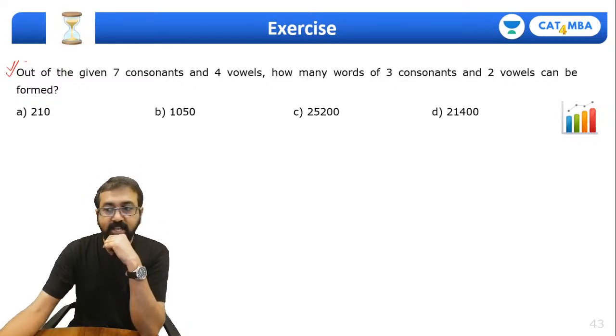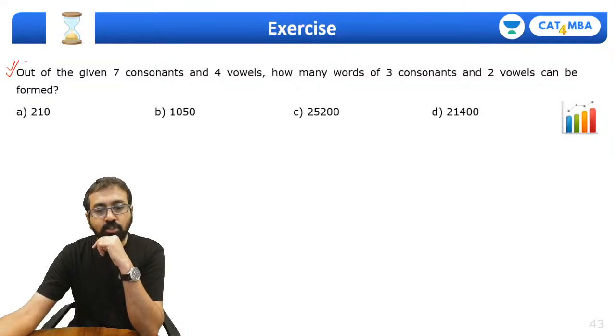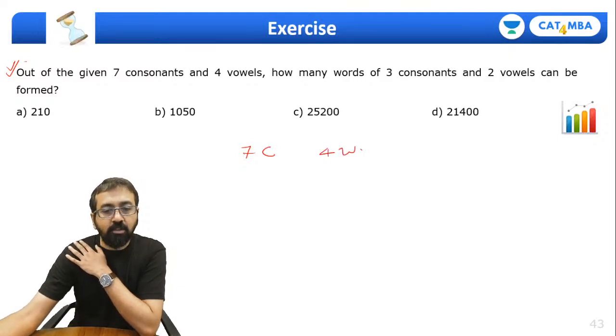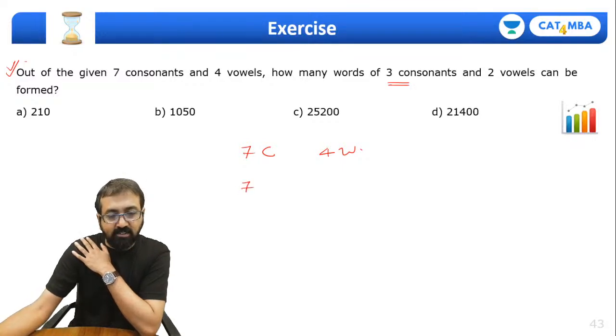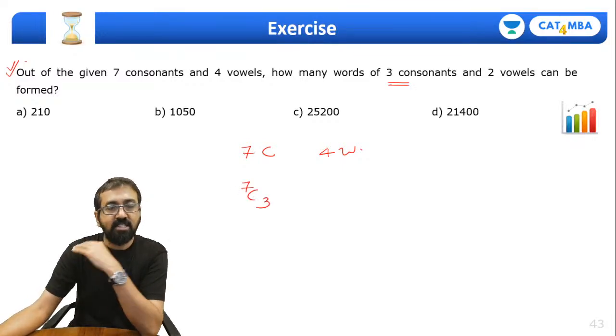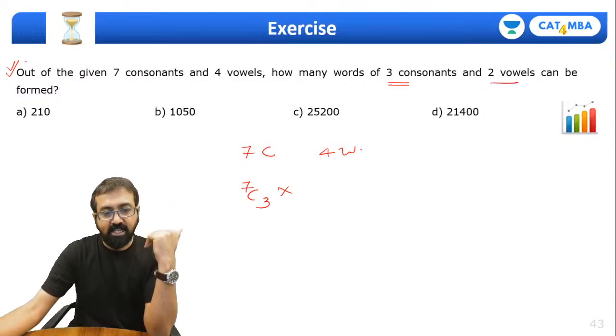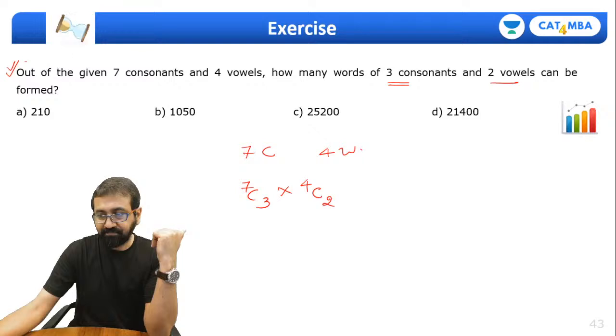What's the answer for this, guys? So 7 consonants, 4 vowels. How many words of 3 consonants, 2 vowels can be formed? So we have 7 consonants over here and we have 4 vowels. So can I say I want to create a word of 3 consonants? So I'll have to select 3 consonants first, which can be done in 7C3 ways, and the 2 vowels can be selected in 4C2 ways.